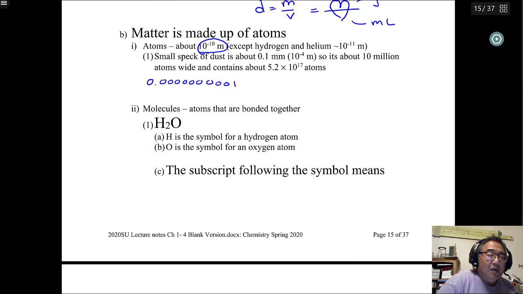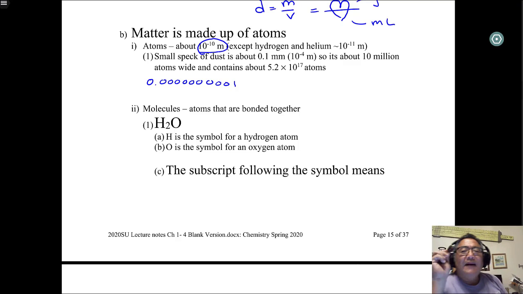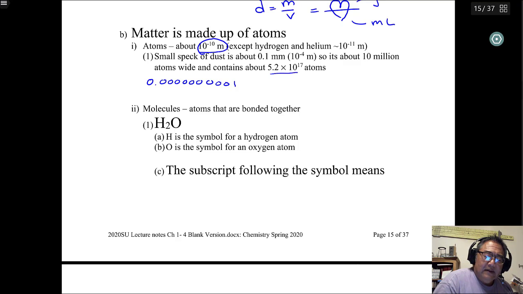So that's pretty tiny, right? Hydrogen and helium are even smaller. They're the two smallest elements on the periodic table, and I'll pull up a picture of the periodic table in a little bit. A speck of dust is 10 to the minus 4 meters roughly, so 10 million times the size of an atom. So that little mote that floats around in the air, that little guy is about 10 million atoms wide. And if you think about the volume, it's 5.2 times 10 to the 17th atoms in that little speck of dust. So atoms are really small.